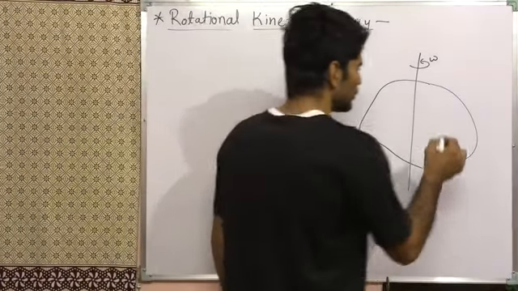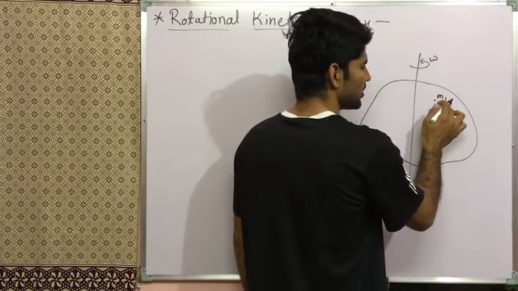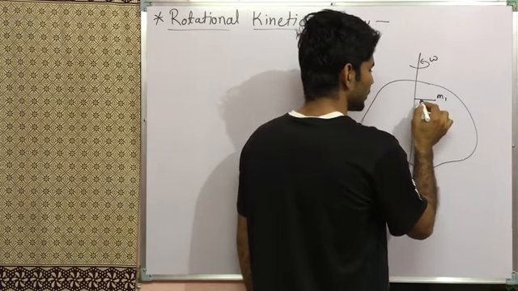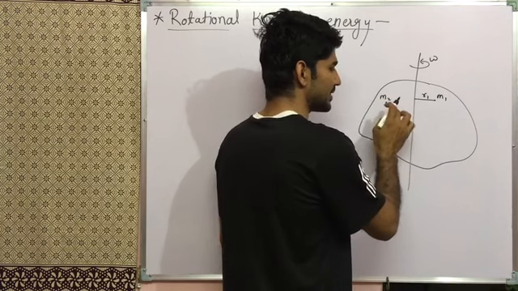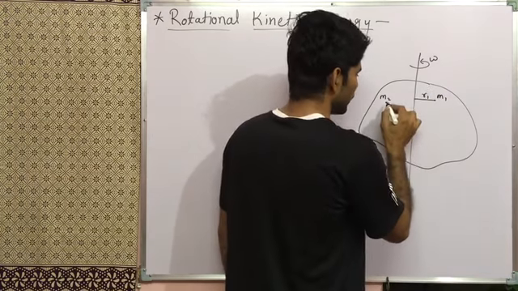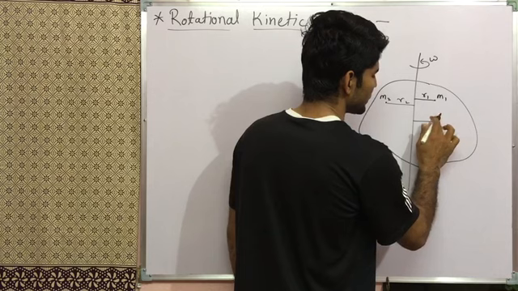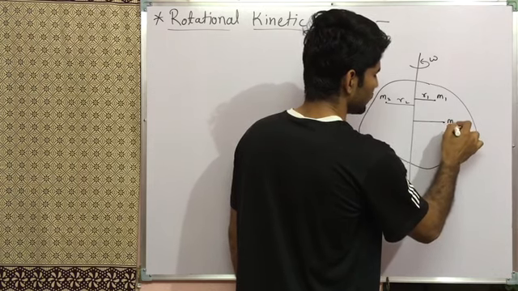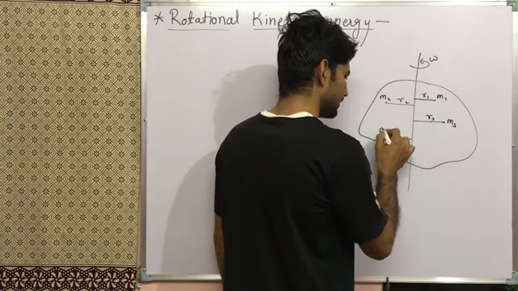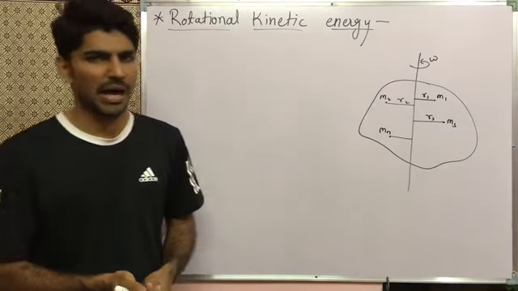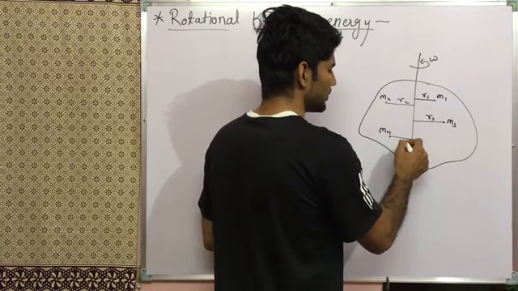For that we assume that here we have a mass m1 and the distance of this mass m1 from the axis of rotation is r1. We have the mass m2 and the distance of this mass m2 from this axis of rotation is r2. Here we have mass m3, and distance is r3. And I take any nth mass, which is mn, and its distance from this axis of rotation is rn.